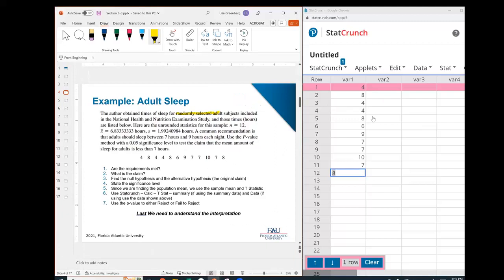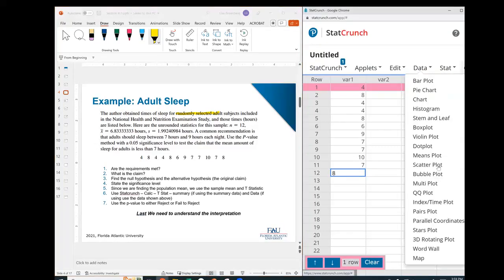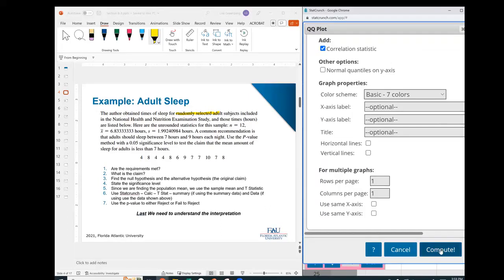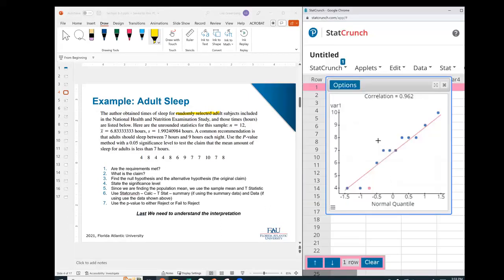So I already inputted the data here, and it just matches exactly what we have here. And I'm going to go to this graph, QQ plot. I'm going to select var. I am going to add this correlation statistic, and that's it. I'm going to hit compute. And basically, remember, we have to have either n is greater than 30, which I only have a sample of 12, or it's from a normally distributed population.